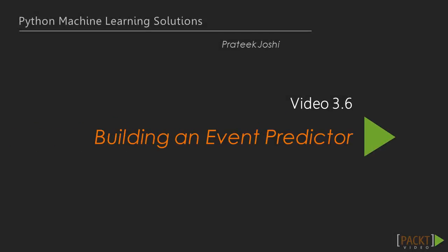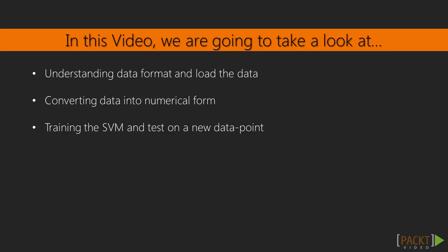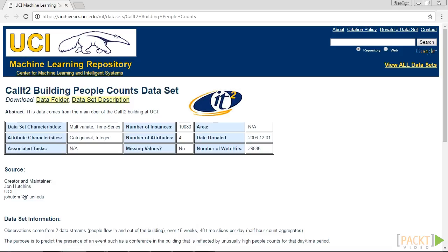We now move on to video number 6, building an event predictor. In the previous video we learned how to evaluate classifier performance by hyperparameters. In this video we're going to take a look at how to build an event predictor using SVM. Let's apply all of this knowledge to a real-world problem.